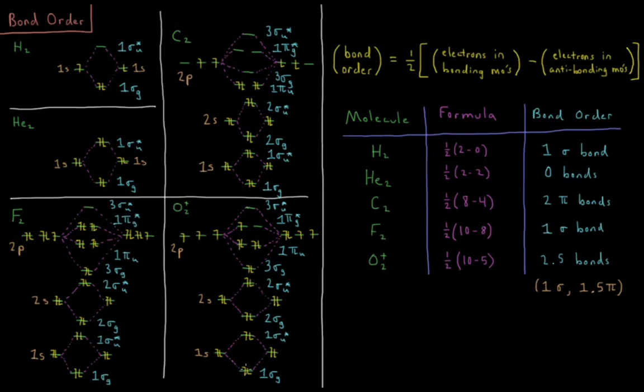All right, O2 plus, same thing. 1σg, 2σg, 3σg, 2 1πu's, 10 bonding electrons. 1σu star, 2σu star, and 1 electron in 1πg star, so 5 antibonding electrons. 1/2 times 10 minus 5 gives us a bond order of 2.5.